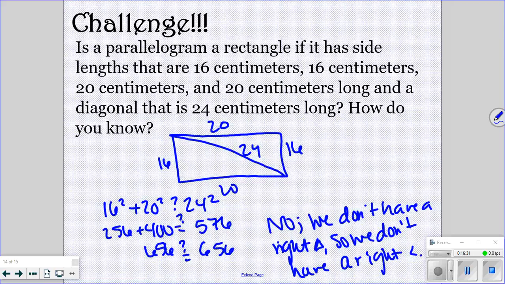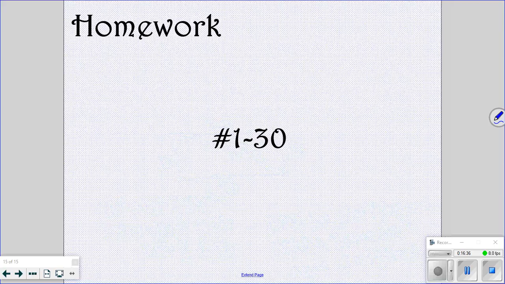All right, so hopefully that helps you a little bit with lesson 33. Your homework tonight is 1 through 30, so make sure that y'all do those so we can go over your questions tomorrow.